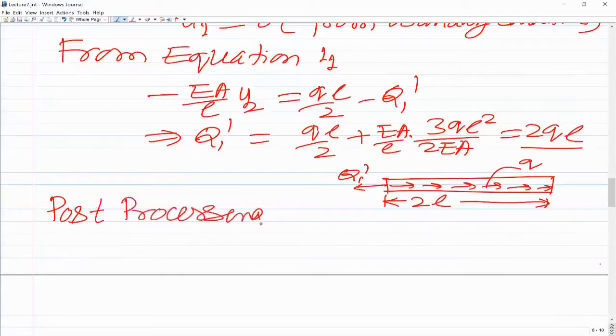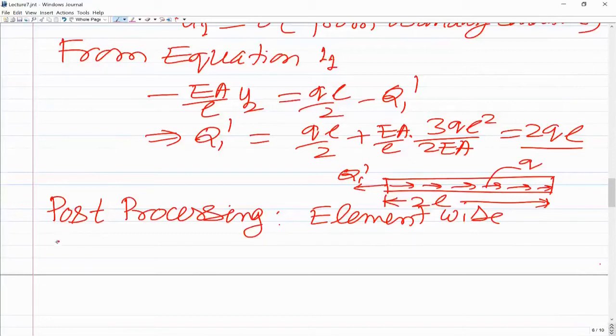After the element level governing equation, we have done the assembly. After the assembly, we have imposed the boundary condition, and after imposing the boundary condition, we have solved for the unknowns u2, u3 and q11. After that we want to do the post processing, and this will be done element wise. That means we have to do it for each element.